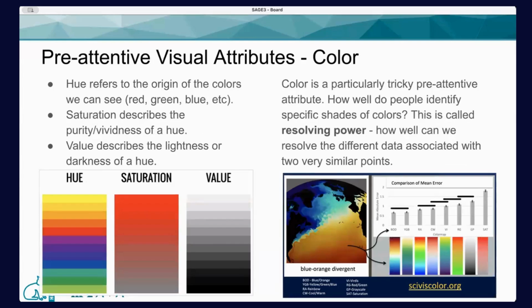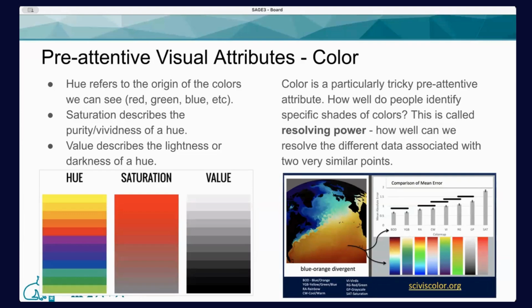And then there's color. You saw that before in the other chart. Hue here just refers to the different colors. Saturation refers to how vivid that color is. So imagine that you have the full color at top, and then you add more and more slight amounts of gray to it. And then the value describes how light or dark a color is.